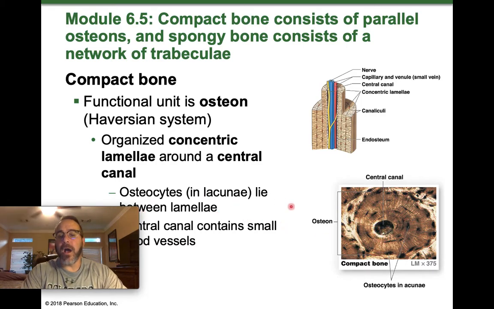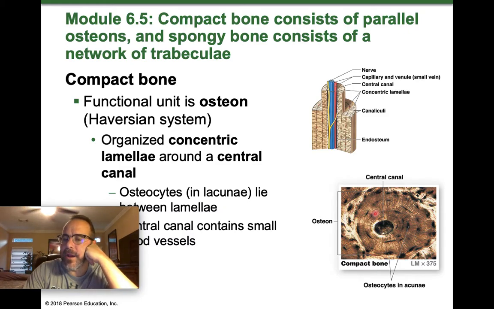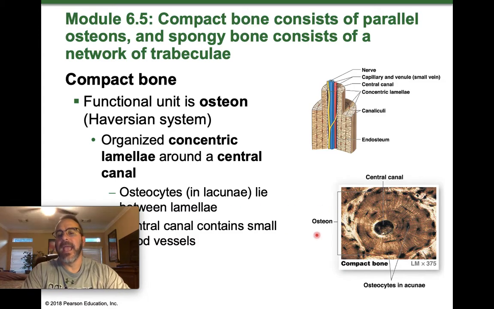Okay, so the osteocytes, you've got to remember, you just see the empty lacuna right there. When the bone was alive, there was an osteocyte in there. So the osteocytes are going to lie in these lacunae, and the lacunae are found in between each ring, which is called the lamellae. And again, here you have the central canal, and the central canal is going to contain the small blood vessels.